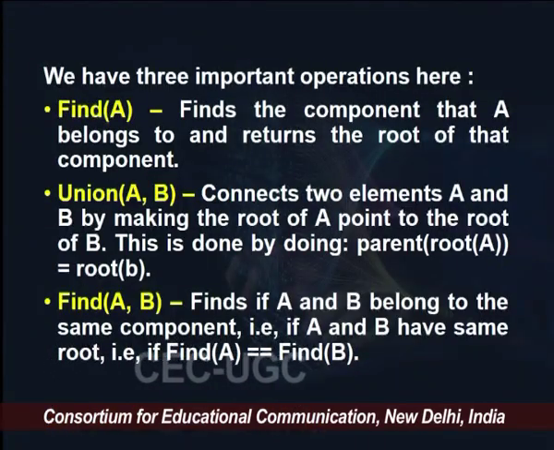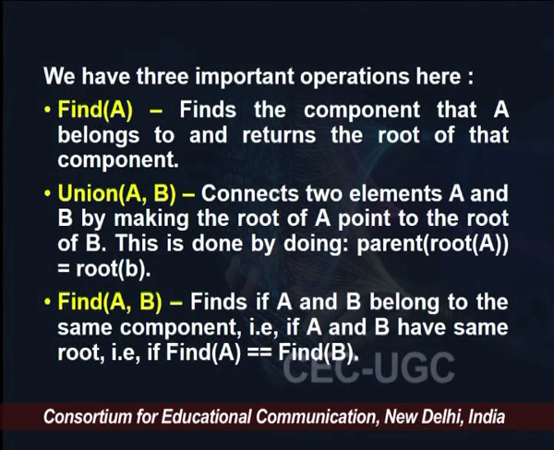So, union A comma B is actually connecting two different components and assigning one representative to this connected component. Now, that representative can be from this particular set or that representative can be from that particular set. That is something a programmer can decide. So, we have seen two operations, one is find A, another one is union A comma B.